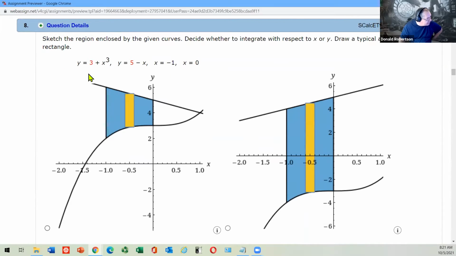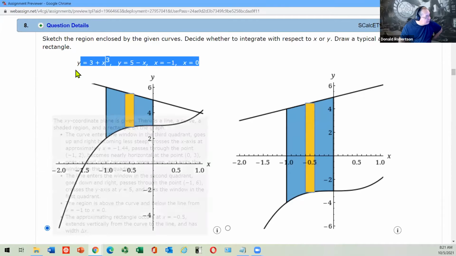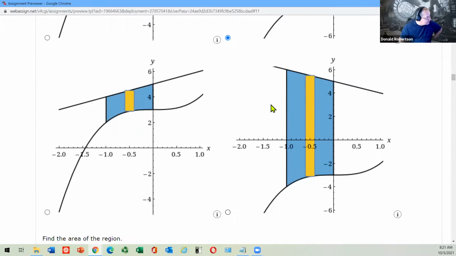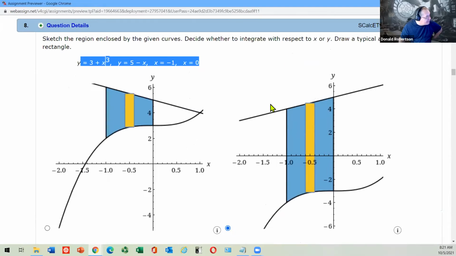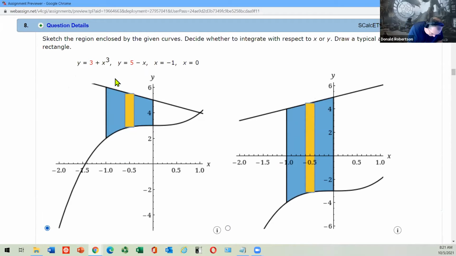Question 8 is pure Desmos. Put that into Desmos, and it's going to be one of those pictures, and then we'll figure out what to do afterwards. So let's have a look. It's y equals 3 plus x cubed. It's y equals 5 minus x. It's x equals -1 and x equals 0. Right.